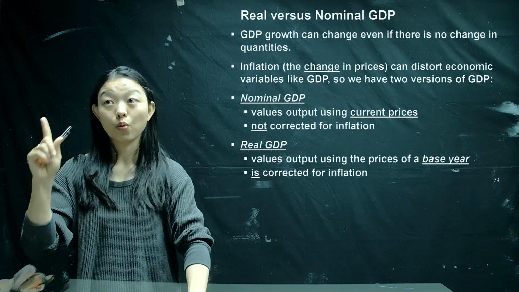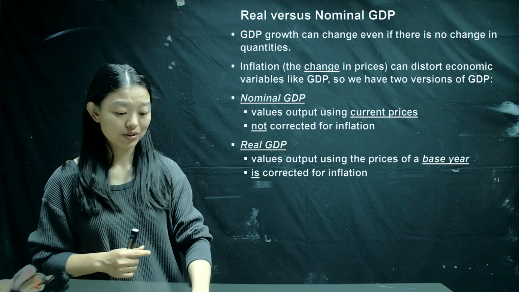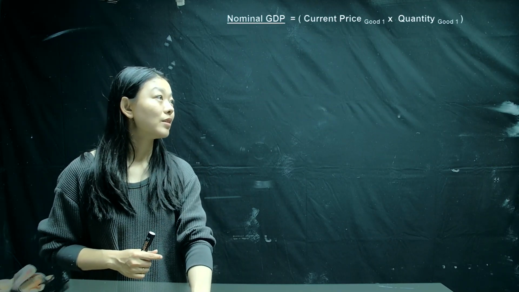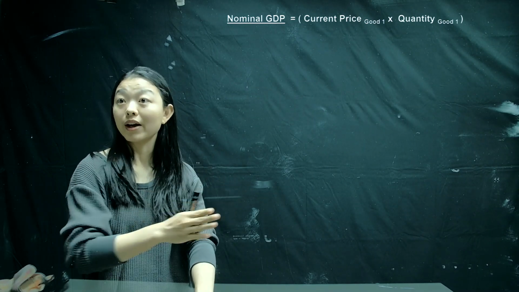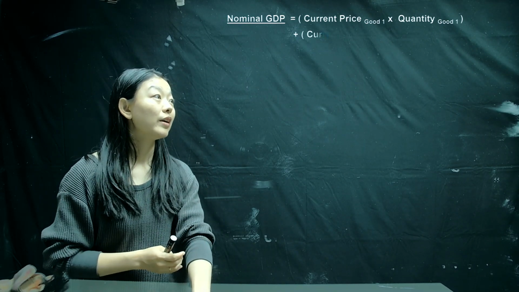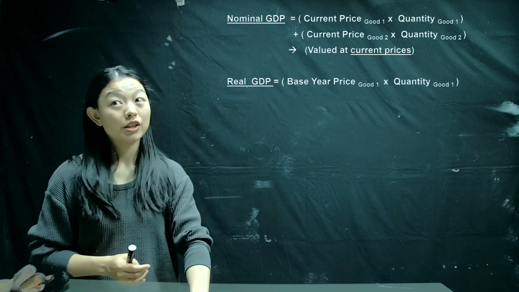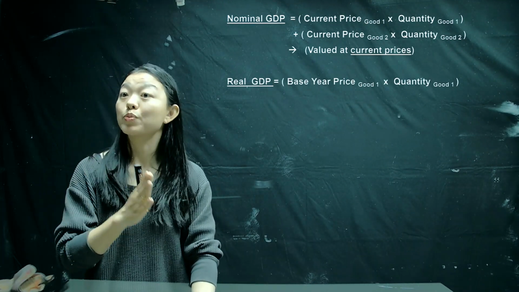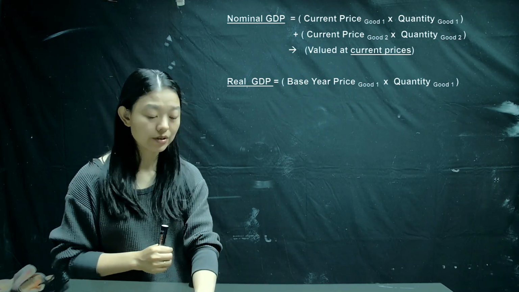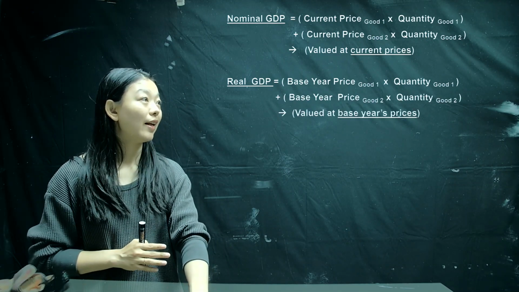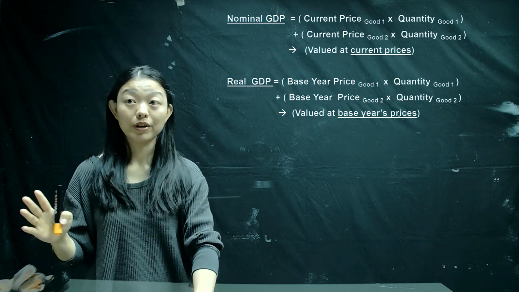So we will talk about one example so that you have more understanding of these two concepts. For nominal GDP, we use the current price times the quantity. However, for real GDP, we use the base year's price times the quantity. Okay, so this is the difference. These two formulas show you how we compute nominal GDP and real GDP.